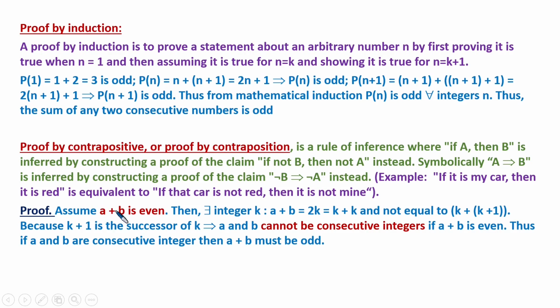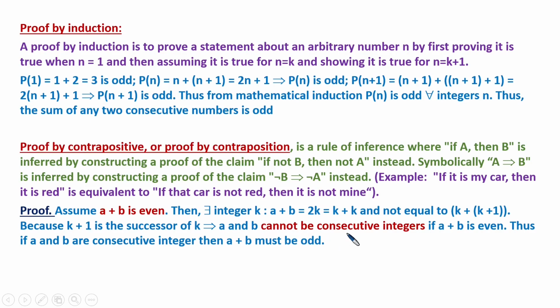So here I assume the opposite, that it is not odd. So not odd means it is even. Then there exists an integer k such that, since it is even, a plus b is twice k because it's a multiple of 2. Now this 2k I can break into k plus k, and that is not equal to k plus 1, because k plus 1 is a successor of k. So since this number is not equal to this, my assumption is wrong.